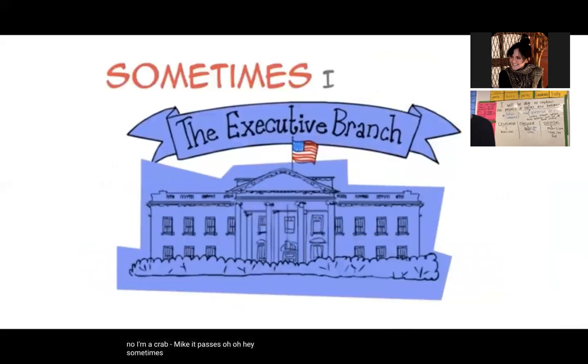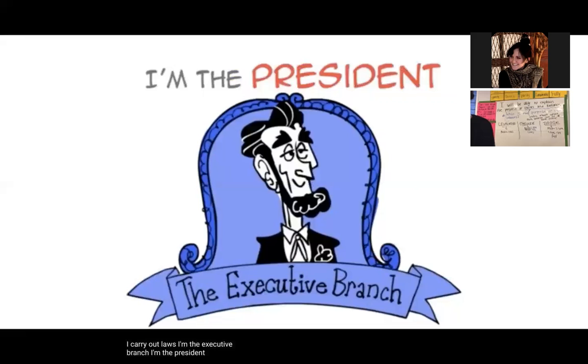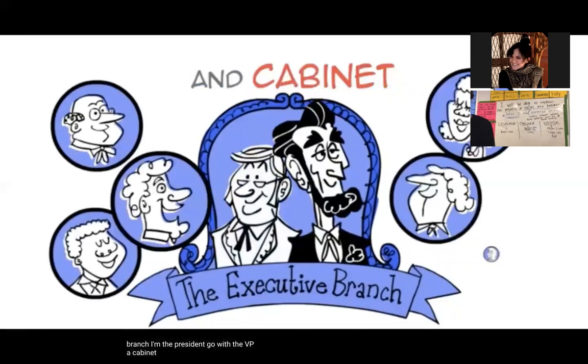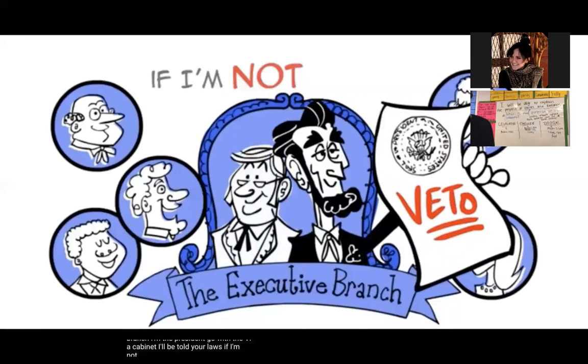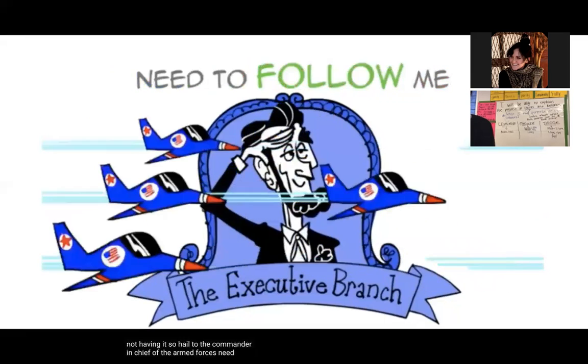Hey, Congress, sometimes I need to mess with the plans. I carry out laws. I'm the executive branch. I'm a president, with the VP and cabinet. I'll veto your laws if I'm not having it. So hail to the commander-in-chief. All the armed forces need to follow me.